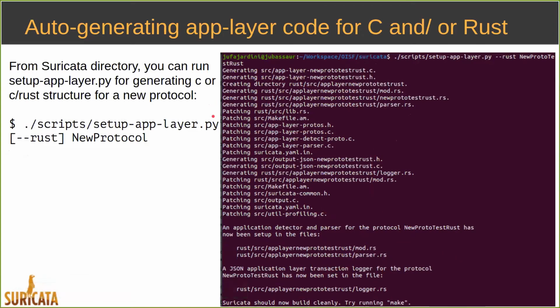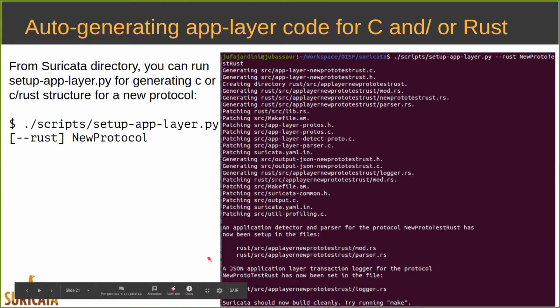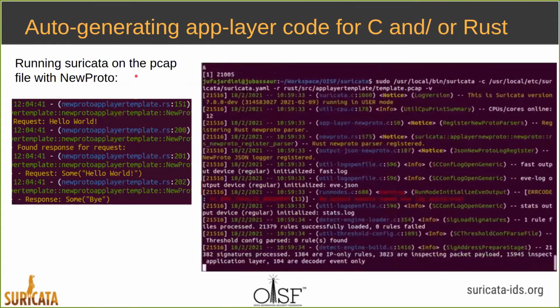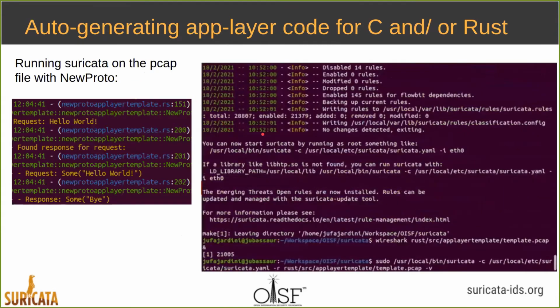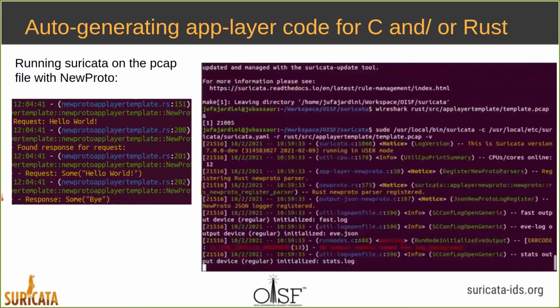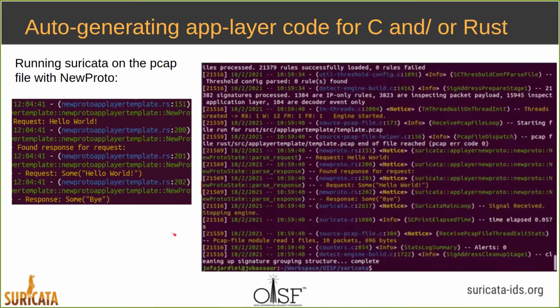What this means is that it will patch the makefile, it will create the infrastructure in Rust, it will create the infrastructure in C, it will even create the logger necessary for you to have the loggers in Suricata, and that will be useful for when you want to have your Suricata verify tests as well. And if we do this and then build Suricata again, and we run over that same template pcap file, we will now see that Suricata does recognize the messages hello world and bye. And this is just by running the script.